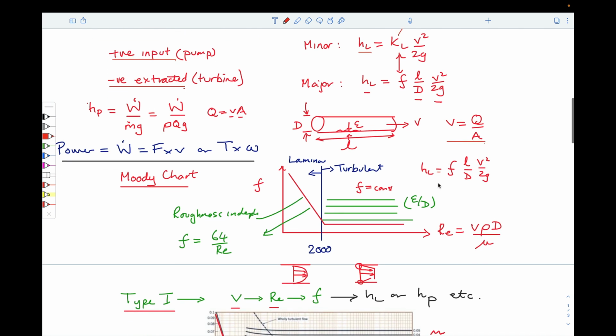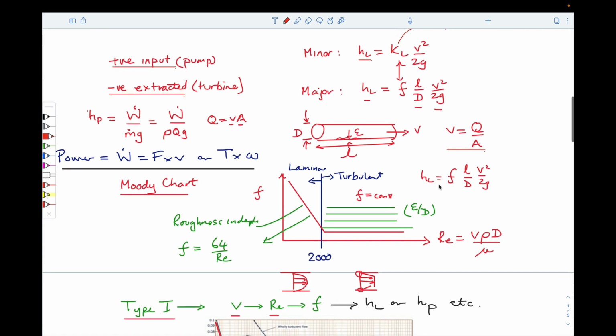If we look at pipe flow, the essence of pipe flow is indeed this relationship here, where the friction factor defines the loss within the system.